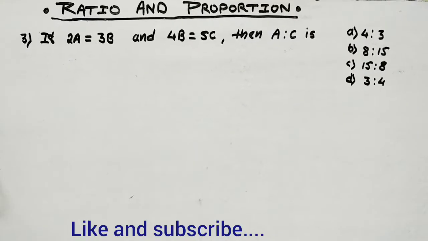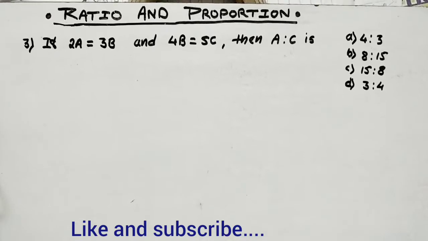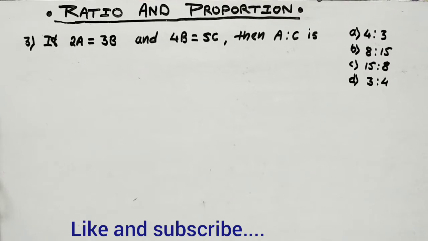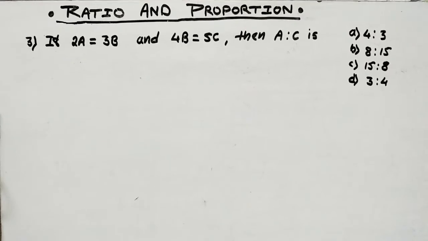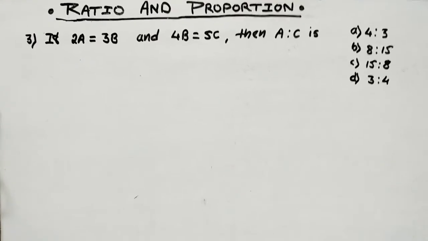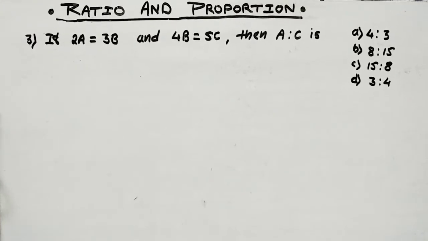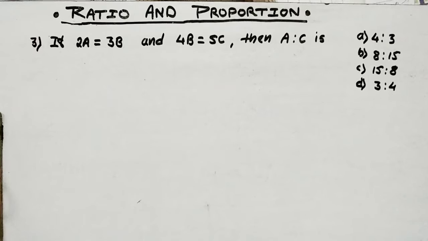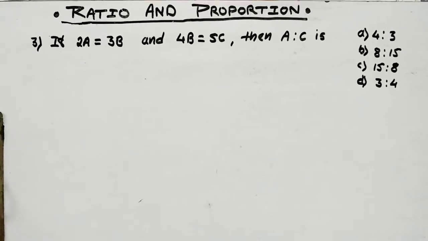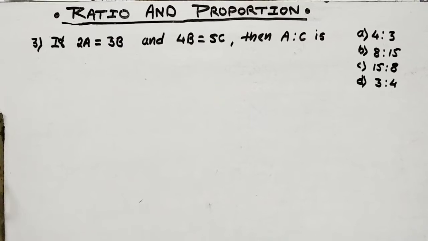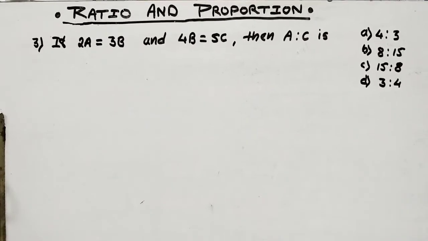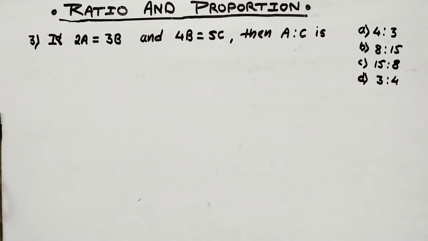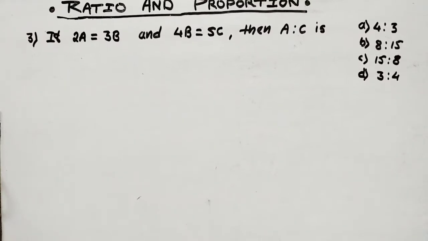Example number 3. 2A is equal to 3B and 4B is equal to 5C. Then find out A is to C. Here B is absent. Students, carefully note that B is absent here. So find out A is to B, B is to C. But in our question, it is A is to C, and 4 options are available.